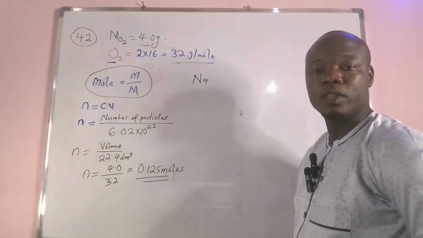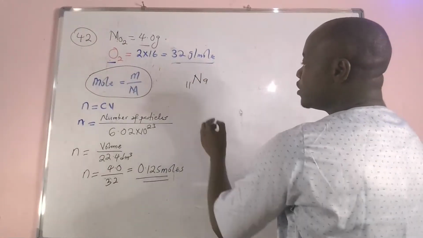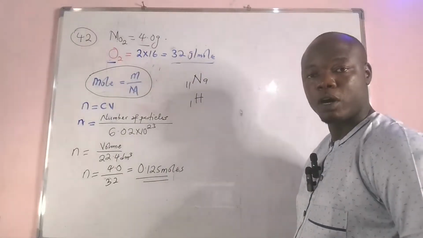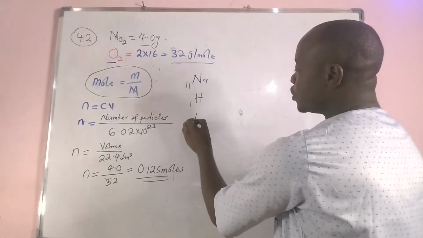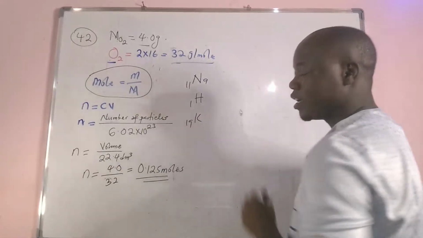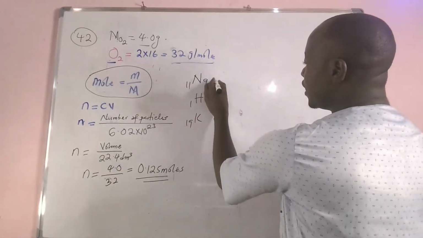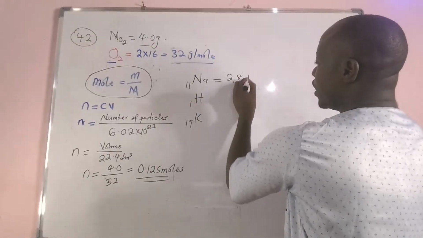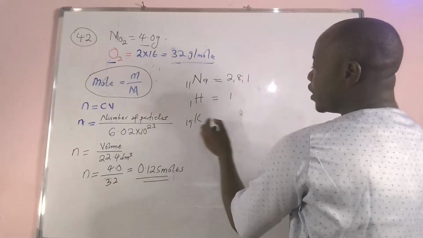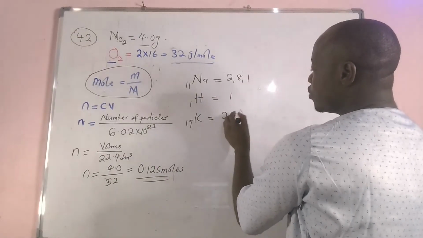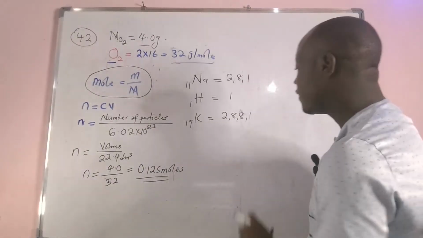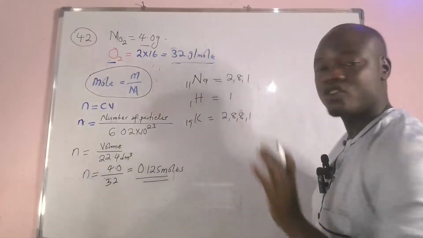Sodium is an element with atomic number 11, and hydrogen is another element with atomic number 1, and then we have potassium, which has atomic number 19. If you check the electronic configuration of sodium, we have 2, 8, 1. For hydrogen, we have 1. For potassium, we have 2, 8, 8, 1. So this is the electronic configuration of these 3 elements.